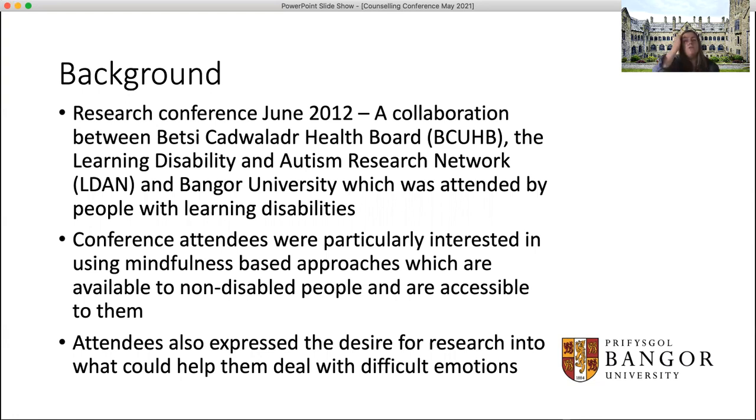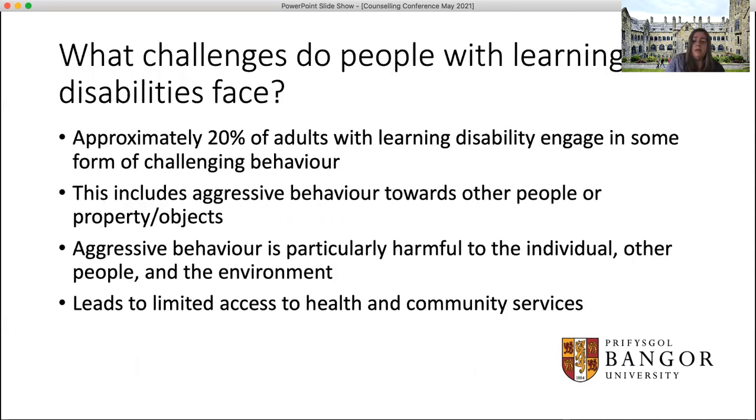But attendees also voiced concerns about regulating emotions, and the fact that when they get angry or when they have those strong emotions, their reactions can cause a great deal of problems in their lives and the lives of those close to them. So it was about having something that could be theirs, but also having something that could help with emotional regulation. And research certainly shows that for people with learning disabilities, around 20% tend to engage in some form of challenging behaviour, and this includes aggressive behaviour towards the self and towards objects and towards others.